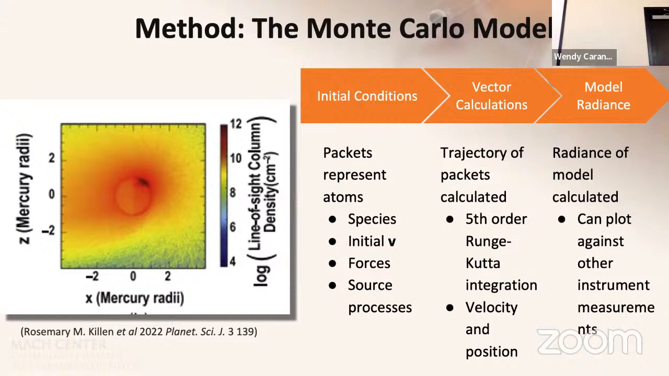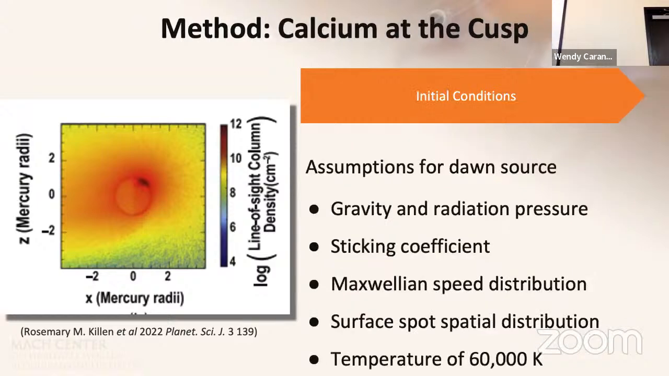Since this is a Monte Carlo simulation, it solves the equations of motion for each of these trajectories. Since that's a differential equation, we use a fifth order Runge-Kutta integration method to solve those equations of motion. And we get the trajectories of the calcium. Once we have the trajectories, this is the simulation of the exosphere. And we simulate MESSENGER going through this exosphere as if it had actually gone through it, like it did in the actual MESSENGER mission.